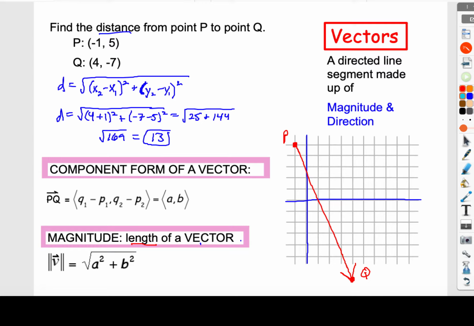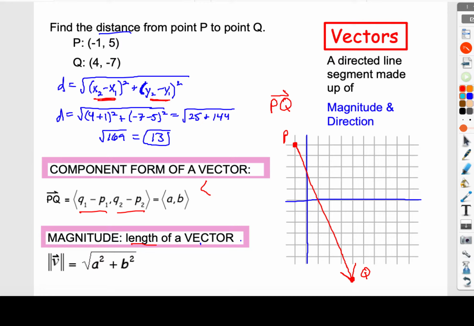Now, the component form of a vector is a way to represent the vector, and notice we kind of have that part of our formula. Q minus P is kind of like saying x2 minus x1 and y2 minus y1. We're just subtracting the x coordinates and the y coordinates. A couple of things I want you to notice: when we're representing a vector P to Q, we write P, Q, and then put this half arrow above it. That's a vector symbol, that little half arrow. So notice down here we've got that P to Q with the little half arrow.